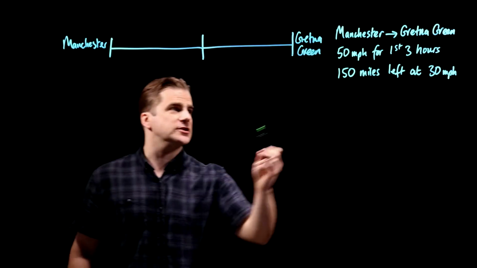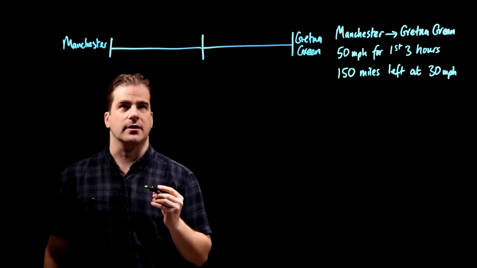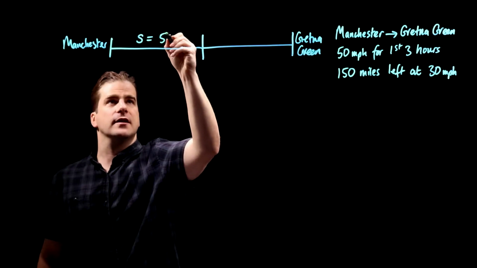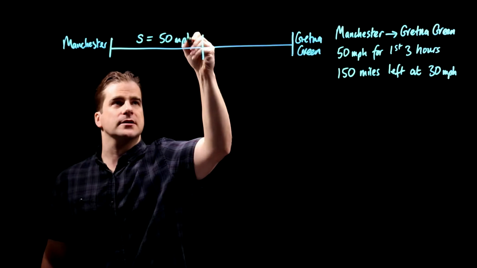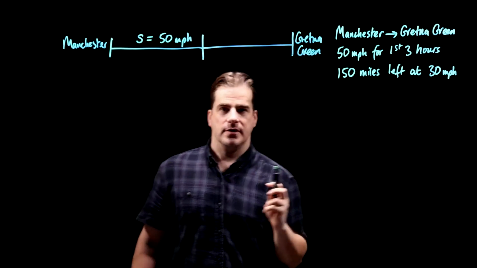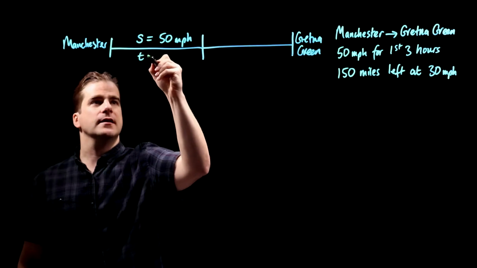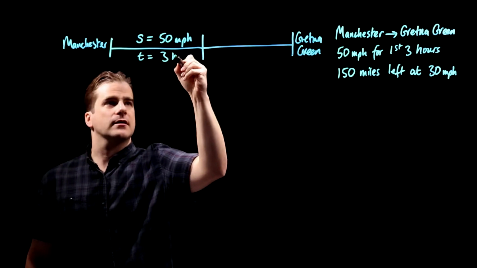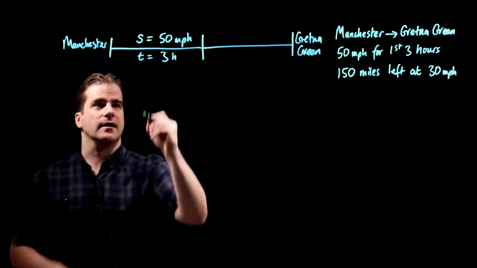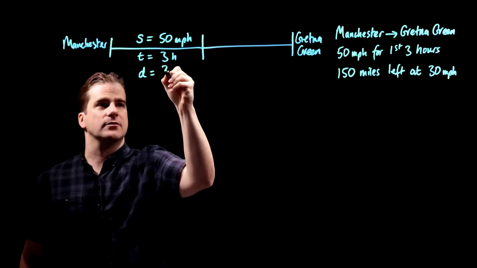So for the first section, it's 50 miles an hour. So write S for speed is 50 miles an hour, mph. Okay? The time is 3 hours. So write T equals 3 hours. Okay? Now speed, distance and time, we're missing distance. So just write D equals question mark.